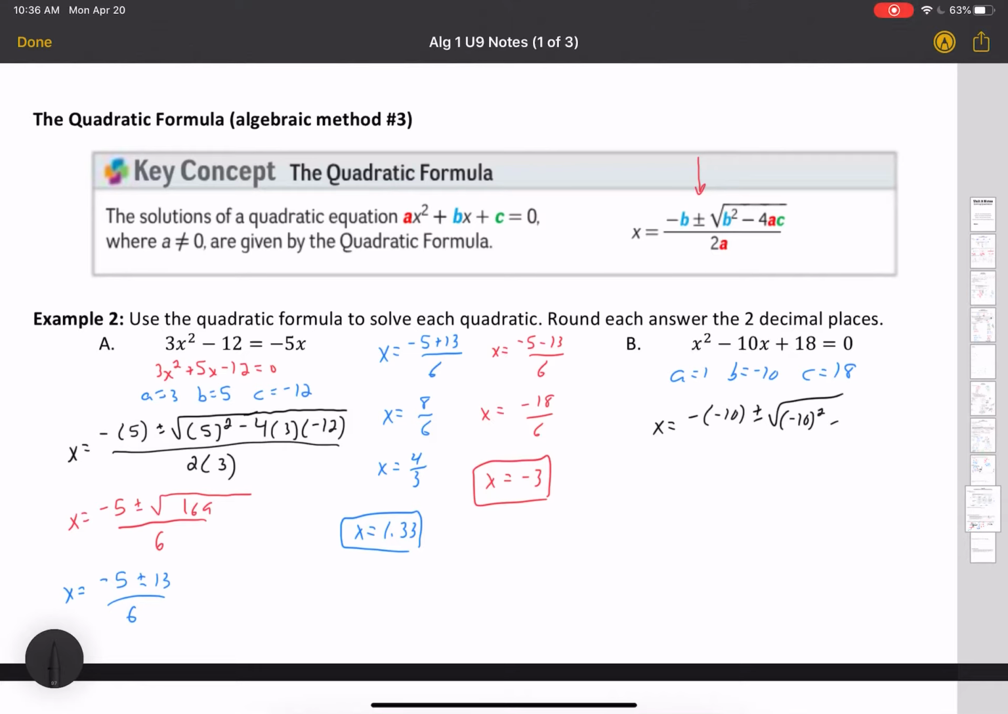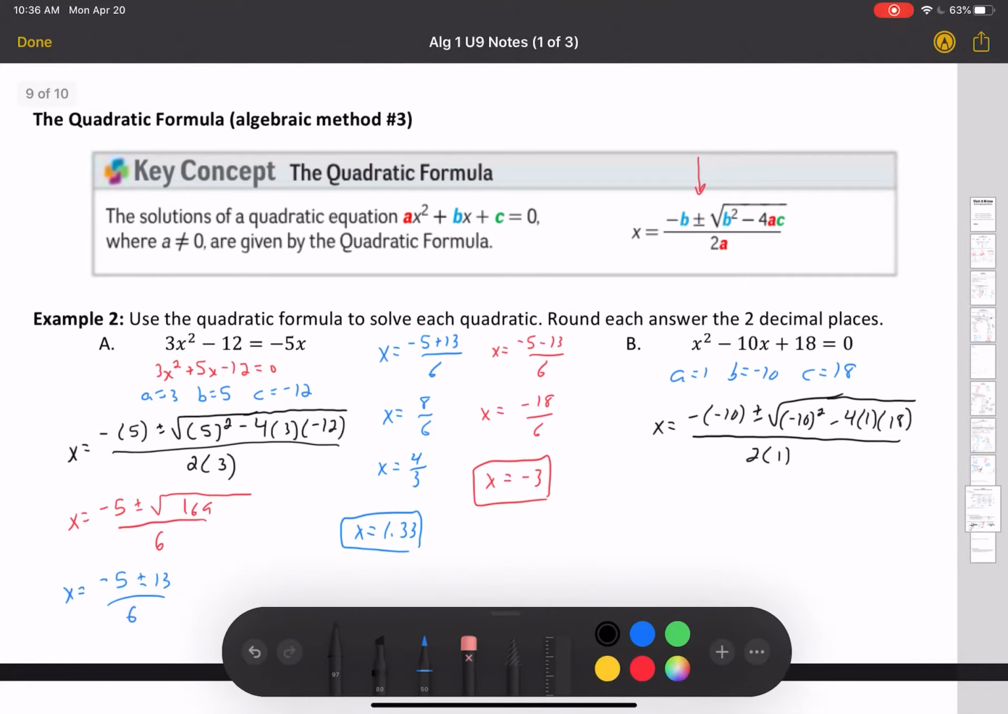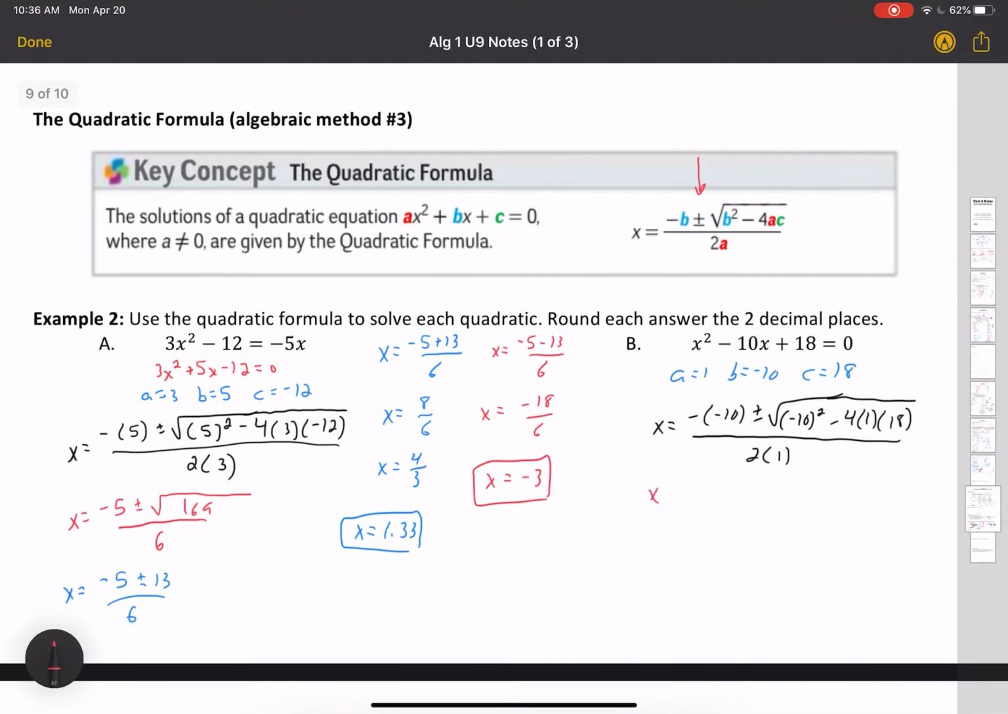-10 squared minus 4 times A, which is 1, times C, which is 18, all over 2A, or 2 times 1. Okay? So now let's simplify what we can. We've got x equals 10 plus or minus square root. Let's figure out what's going to be underneath the square root. So I'm just going to plug it straight into my calculator, and I'm going to get 28. 28 is not a nice number over 2.